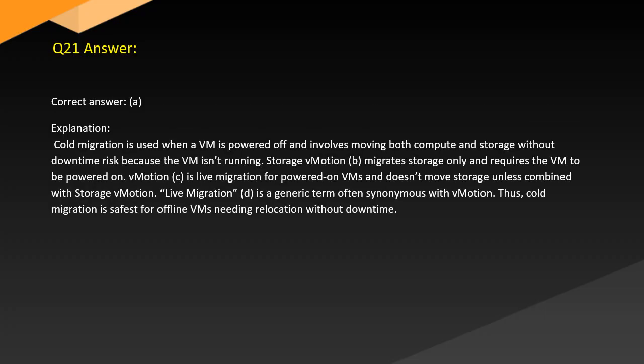Answer. Correct answer, A. Explanation. Cold migration is used when the VM is powered off and involves moving both compute and storage without downtime risk because the VM is not running. Storage vMotion, B, migrates storage only and requires the VM to be powered on. vMotion, C, is live migration for powered-on VMs and doesn't move storage unless combined with Storage vMotion. Live migration, D, is a generic term synonymous with vMotion. Thus, cold migration is safest for offline VMs needing relocation without downtime.